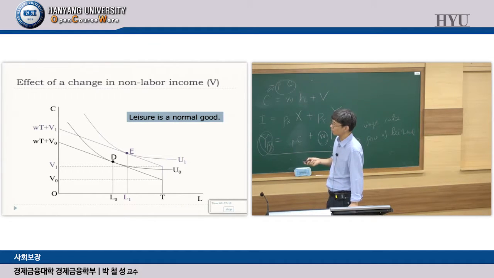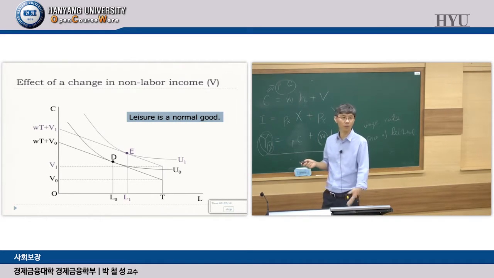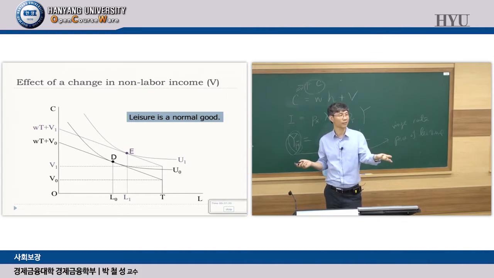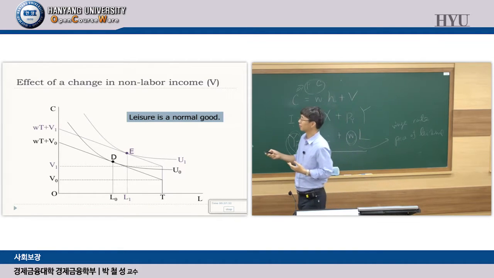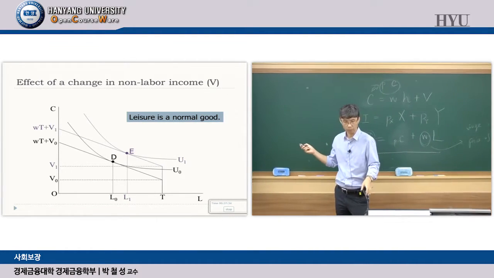How do we know that this person's leisure hour will increase? Because we assumed leisure is a normal good, right? That's exactly what that assumption means. You have higher income, everything else is equal, you just have higher income. Since leisure is a normal good, you want more leisure. That's how this assumption works at this point.